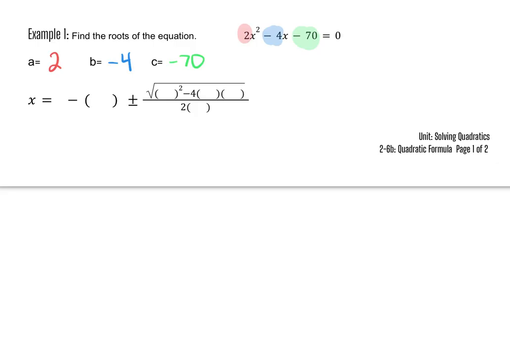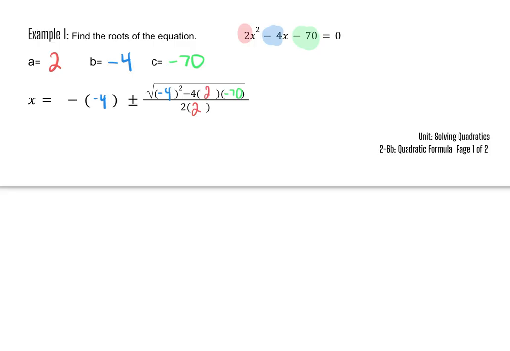So I do have a frame. We have x equals the negative of b. In this case, my b is -4. Plus or minus the square root of b squared, which is (-4) squared, minus 4 times a, which is 2, times c, which is -70, all over 2a, which is 2 times 2 again. So all I did was plug in my a, b, and c into their appropriate spots using my frame and the quadratic formula.